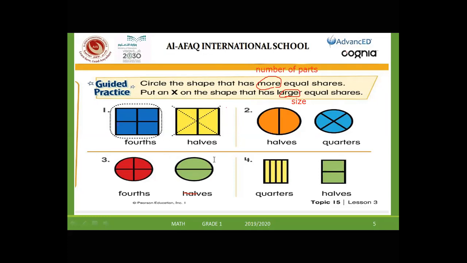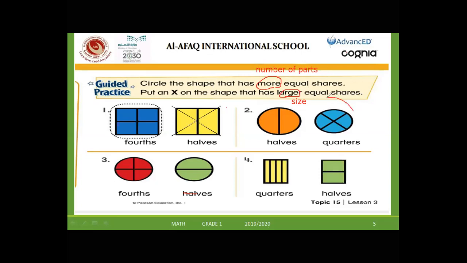Here in all these exercises, the same answer will be in each one. How, teacher? We said if I have a shape divided into two parts, this means halves, and here four means quarters. The word quarters means fourths, they are all equal. What does it mean? They have more number of equal shares. But if I have halves, two equal parts only, the halves mean larger size. So asked to circle the more equal shares, I will circle what? I will circle fourths.